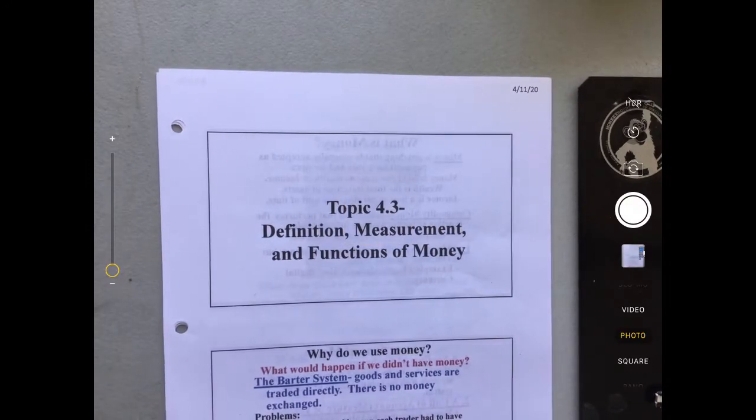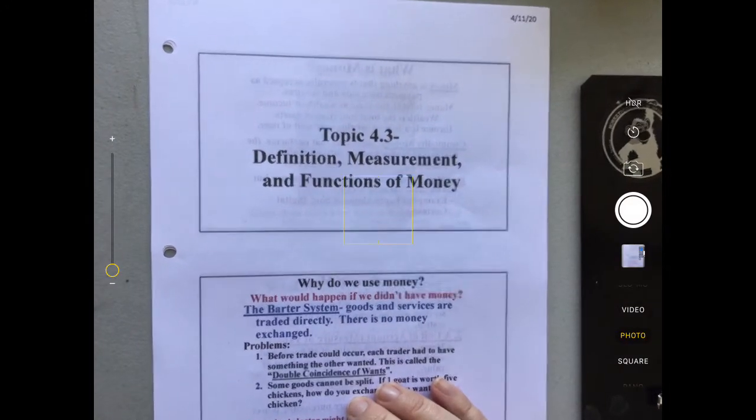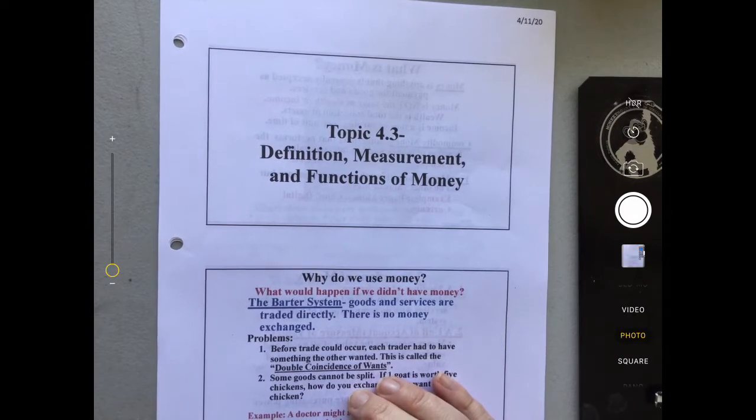Today I'm going over topic 4.3, definition, measurement, and functions of money. Money makes our lives a lot easier for a lot of different reasons. The first reason is we would have to be bartering for our goods and services if we didn't have money. This is where goods and services are traded directly. There is no money exchanged.